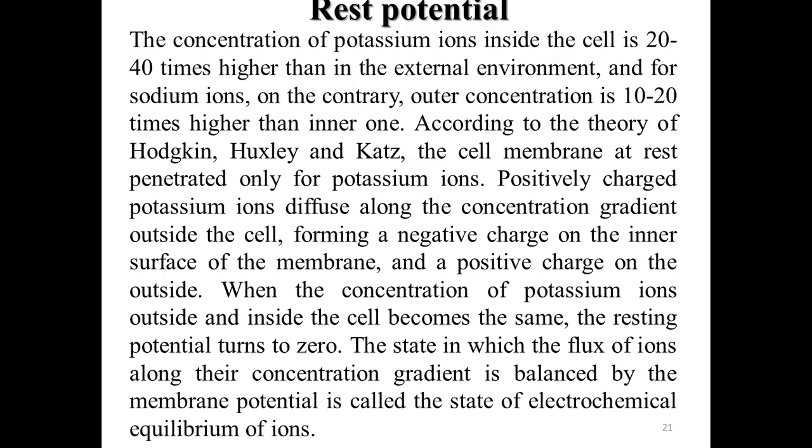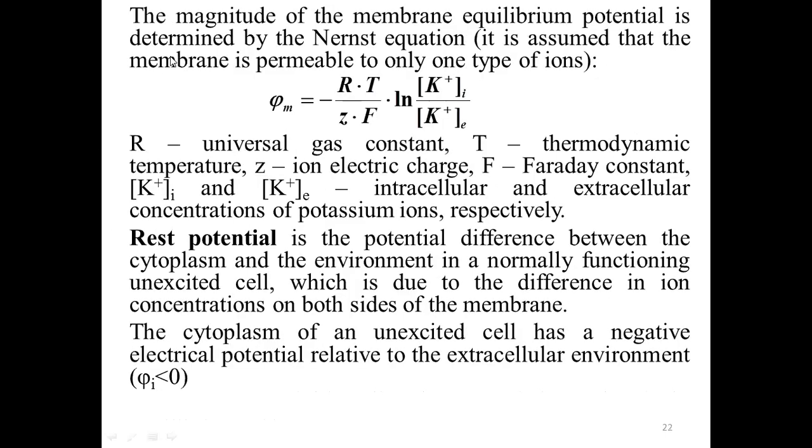So positively charged potassium ions diffuse along the concentration gradient outside the cell, forming a negative charge on the inner surface of the membrane and a positive charge on the outer side. When the concentration of potassium ions outside and inside the cell becomes the same, the resting potential becomes zero. The state in which the flux of ions along their concentration gradient is balanced by the membrane potential is called the state of electrochemical equilibrium of ions, and we can find the value of the membrane equilibrium potential as follows.